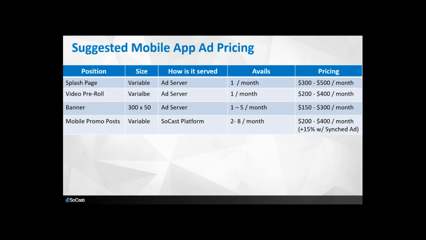So some pricing: we have pricing anywhere from $300 to $500 recommended for the splash screen. Video pre-roll, probably a little understated here, at $200 to $400. We were a little surprised to not see it be a little bit higher, but that is the pricing we got. We recommend only having one of those per period. Again, we've suggested month-long periods. You can break it down into 2-week periods, month-long periods, or quarterly periods. The banners should be $150 to $300. And the promo post can be served from anywhere from $200 to $400 per month, with a 15% premium if you're doing any ad sync incorporated into those.